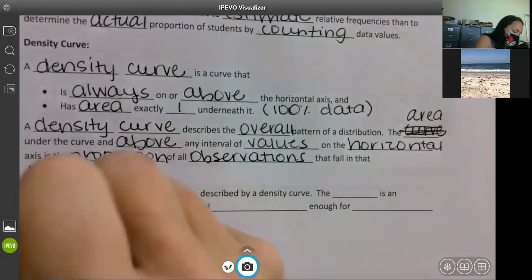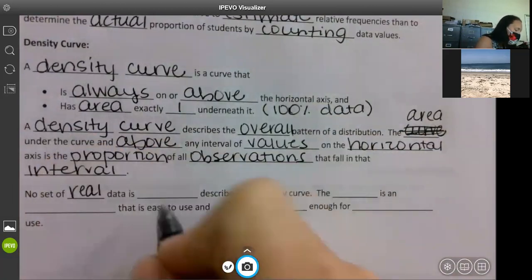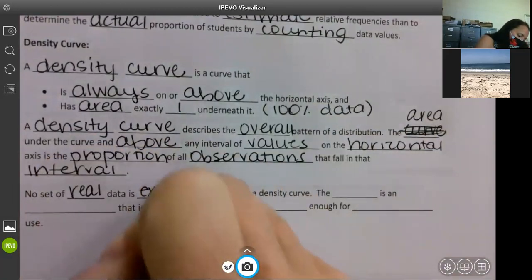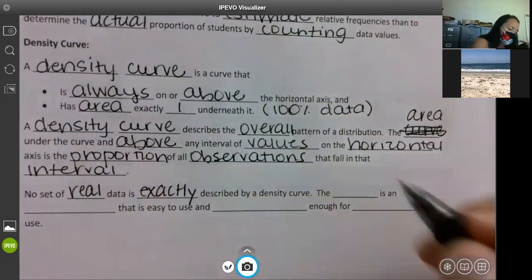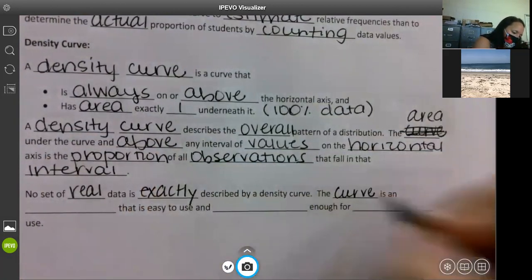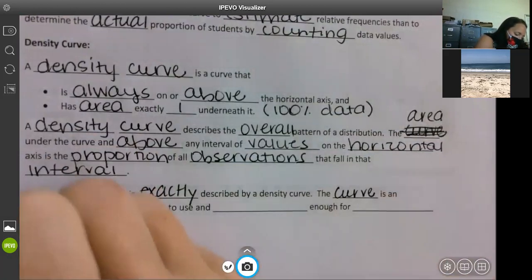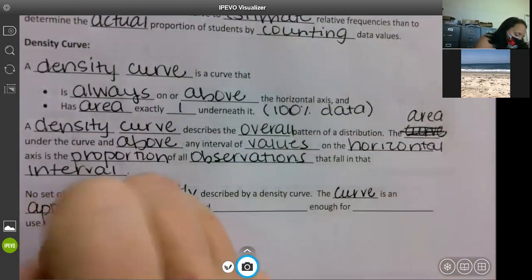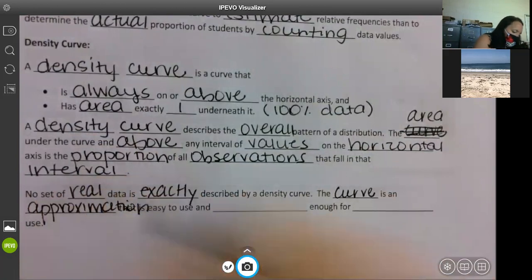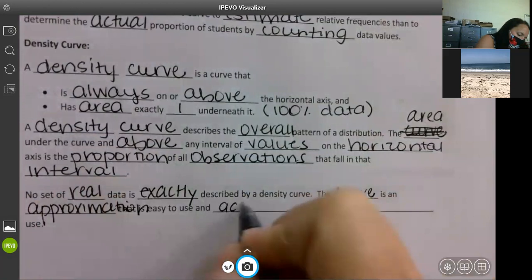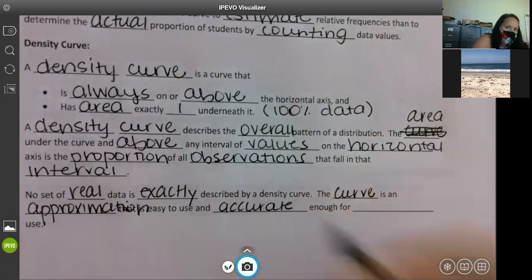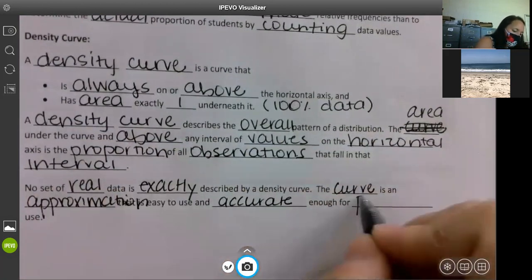No set of real data is exactly described by a density curve. The curve is an approximation that is easy to use and accurate enough for practical use.